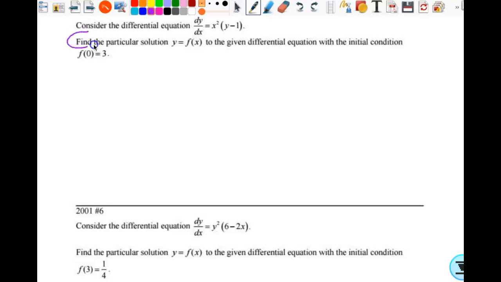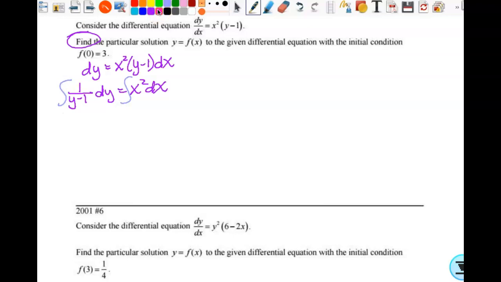So it says find. So that's how we know we're supposed to separate and solve. So when we do that, we'll start by multiplying dx. So dy is equal to x squared times y minus 1 times dx. So this means I will get 1 over y minus 1 times dy equals x squared dx. Okay. Now you could have put dy over y minus 1, but I wanted to make sure that you could see this was a 1 over a variable situation, right? At this point, we need to integrate.